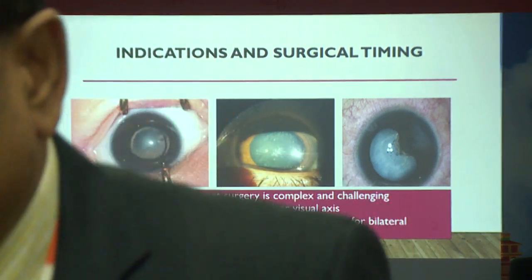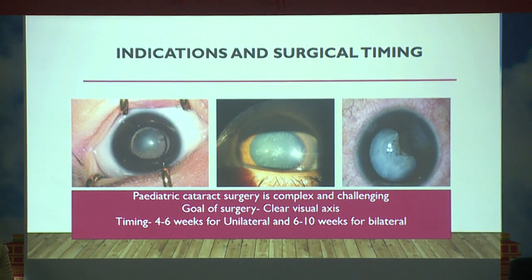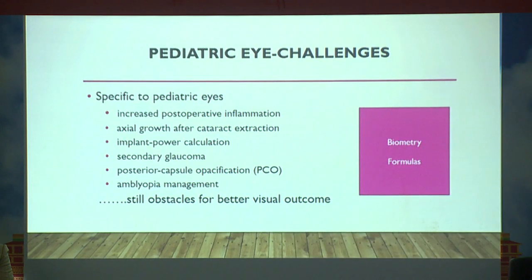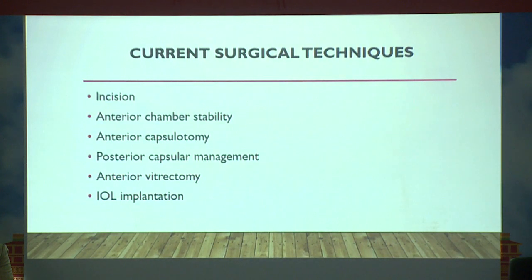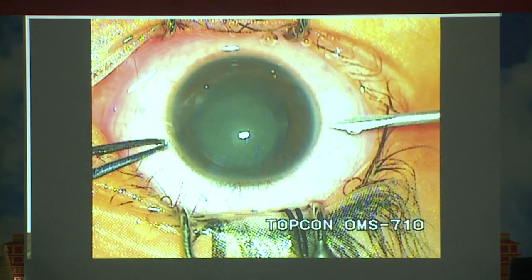So the indications and surgical timings are very important. Pediatric cataract surgery is complex and challenging. The goal of surgery is to clear the visual axis. Timing is 4 to 6 weeks for unilateral cataract and 6 to 10 weeks for bilateral cataracts. Pediatric cataracts are different from adult cataracts, and you have to take care of the axial length and also the growth. Which IOL formula, biometry, and UA are very important in these cases, and instrumentation and GA, everything has to be taken care of. You should have high viscoelastics before you start your case. I'll be discussing incision, capsular management, and anterior vitrectomy.